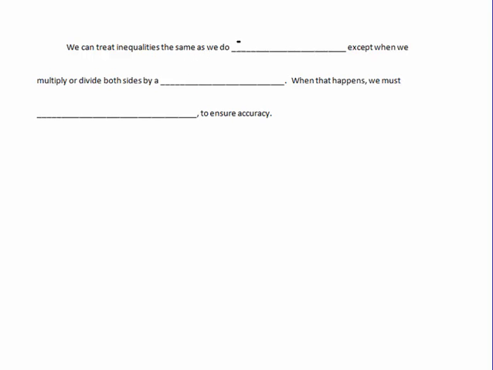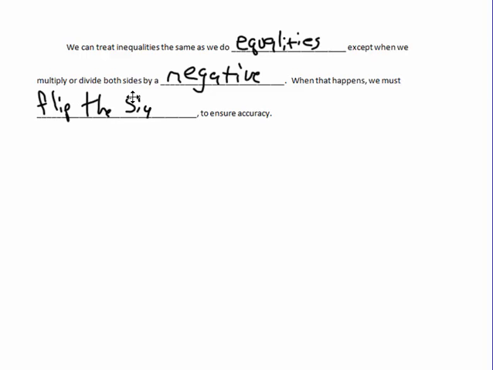All right, so taking a look at the notes, it says we can treat inequalities the same as we do equalities, the problems that we've been solving, except when we multiply or divide both sides by a negative. When that happens, we must flip the sign.